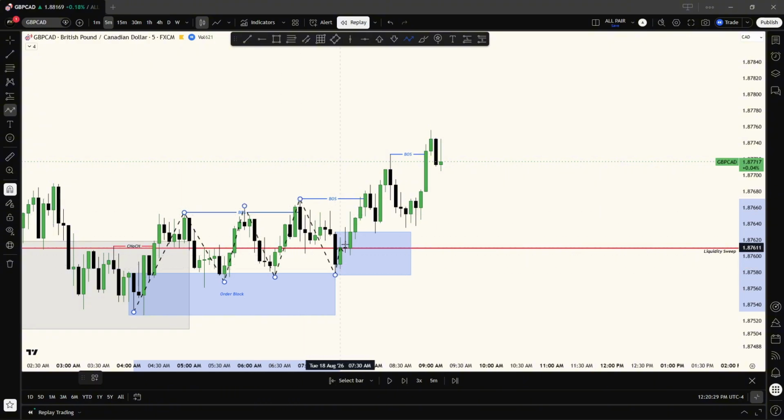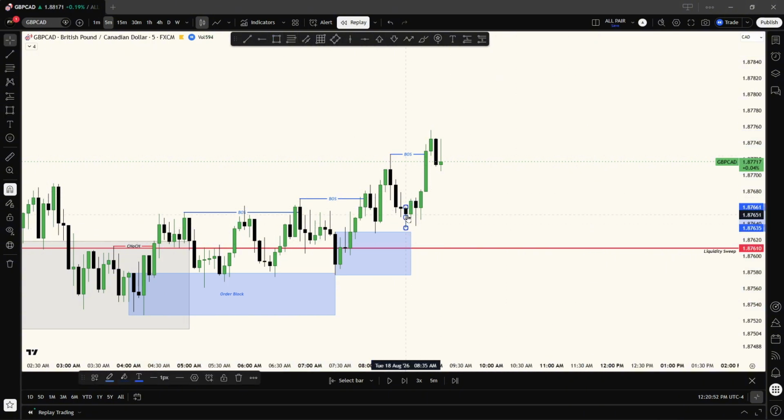Price is making these steady higher highs and higher lows, slowly building its way up. It's not just shooting up in a straight line, it's moving in these waves, and that's how the market structure actually shifts. Once you start recognizing this pattern on the smaller charts, everything starts to make a lot more sense. It's all about seeing the trend develop piece by piece.